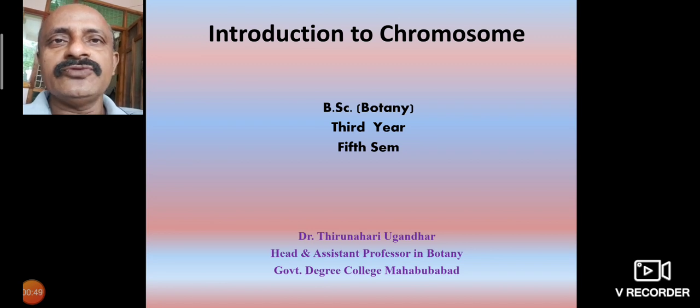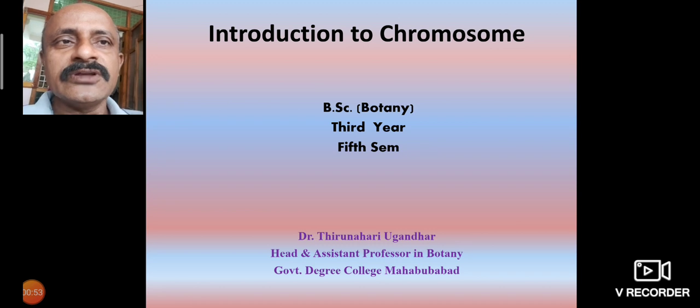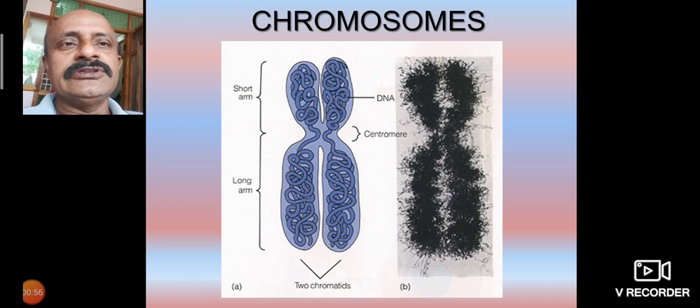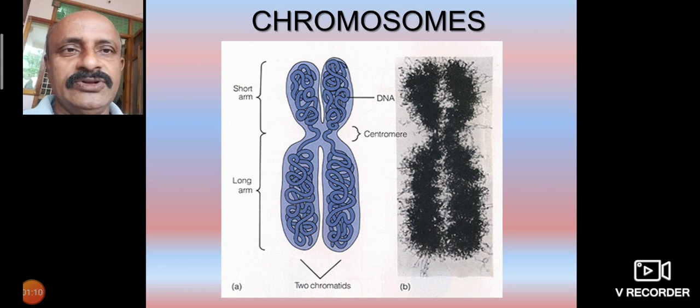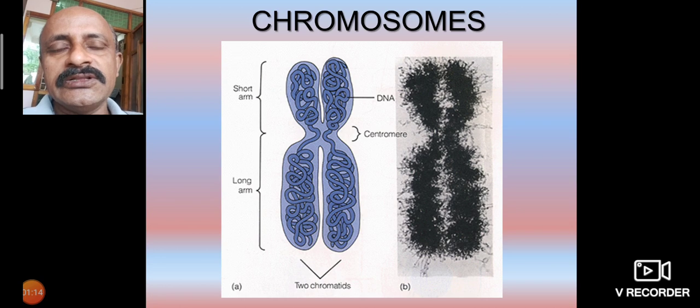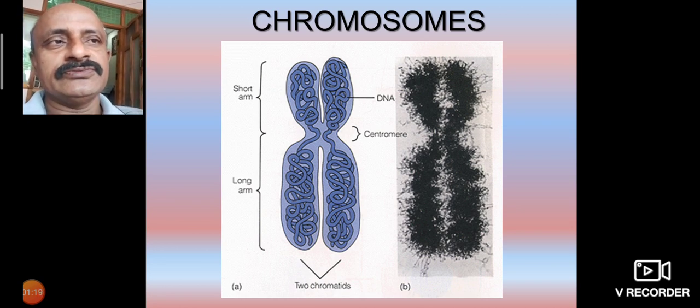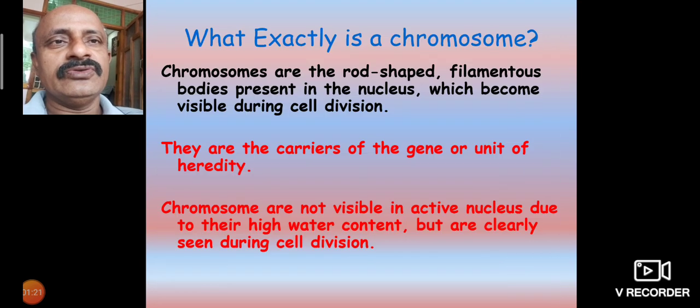So what is a chromosome? What is the structure? What are the types? First we are discussing this today. So this is also called a chromosome. The chromosome has a centromere. Either side of the centromere is a short arm. The short arm is called chromatid. This chromosome structure can be seen under the electron microscope, as seen over here.